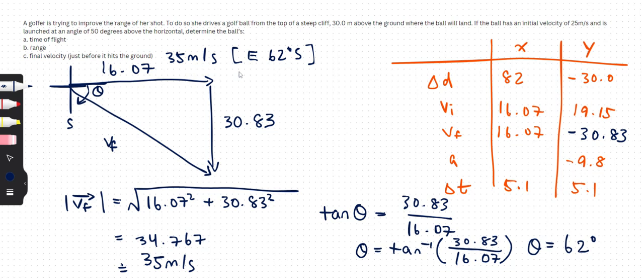If you want, you can also write this another way, as south. For example, you want to start from the south and go to this. That's just going to be 90 minus theta, which is 28 degrees. So you can also write it as south 28 degrees east.